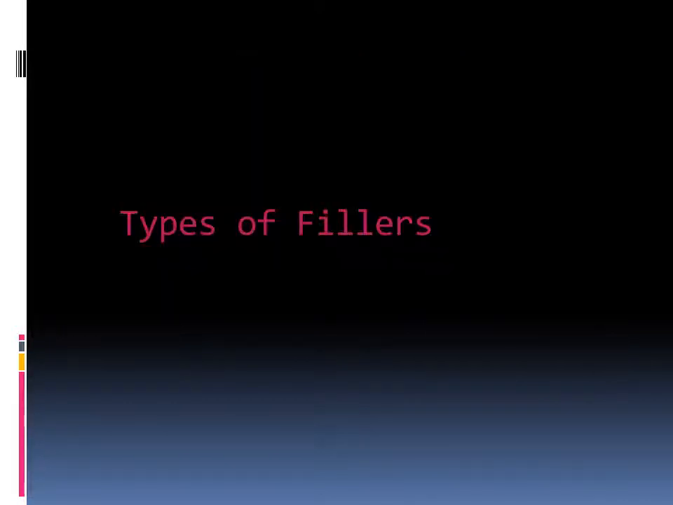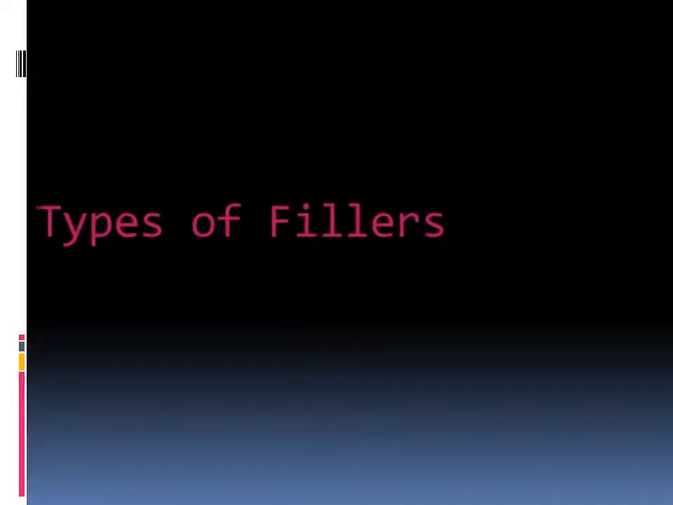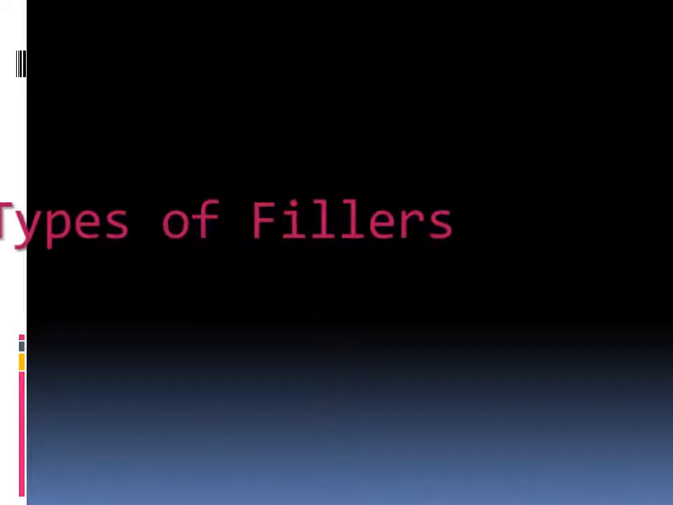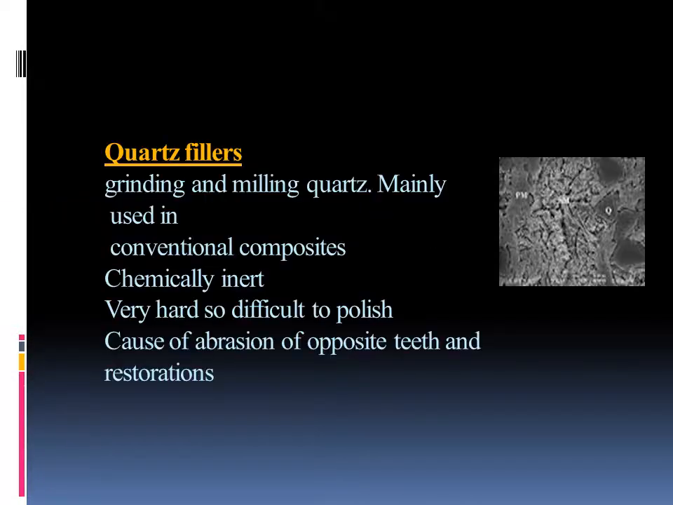So let's discuss the different types of fillers in dental composites. First of all, we will discuss the quartz fillers. Individually, quartz fillers are mainly used in conventional composites. They're chemically inert, hard and difficult to polish, and they have a major drawback that they cause abrasion of opposing teeth and restoration. As you can appreciate from the picture, the particles appear very rough and irregular, and that is why they are hard and difficult to polish and cause abrasion of the opposing tooth or restoration.